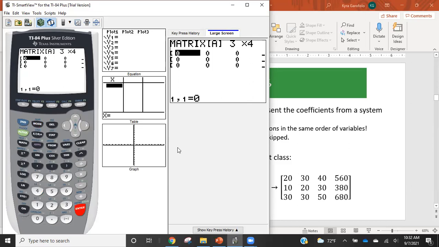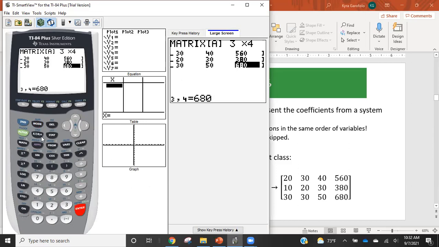And it's going to set it up for us. So we want 20, 30, 40, 560, and then 10, 20, 30, 380, and lastly 30, 30, 50, 680.